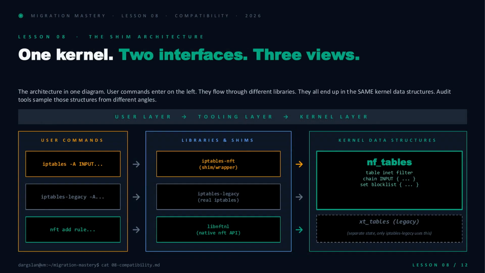Let's ground that with a single picture. 3 different commands enter from the left: classic iptables, iptables-legacy, and native nft. They flow through 3 different libraries in the middle: the iptables-nft shim, RHEL iptables, and libnftnl. But notice where they land. The first and the third converge on the same nftables structures in the kernel. Only iptables-legacy peels off into its own iptables state. So when you hear me say 1 kernel, 2 interfaces, 3 views, this is the diagram behind those words.